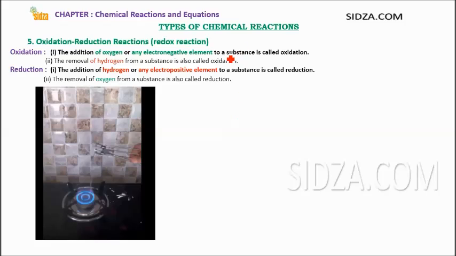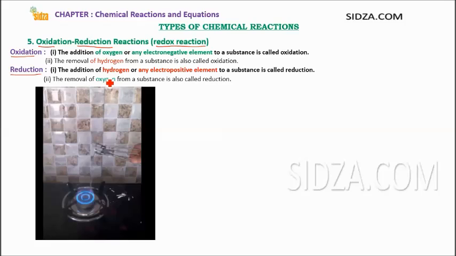Now another one of the important reactions, that is a redox reaction. In a redox reaction, one substance gets oxidized, another substance gets reduced. So a redox reaction is a reaction in which oxidation and reduction take place. But what is oxidation and what is reduction? Okay, so there are two concepts.